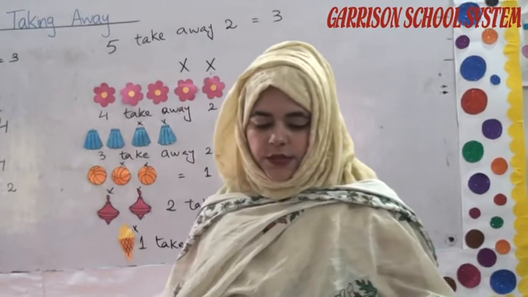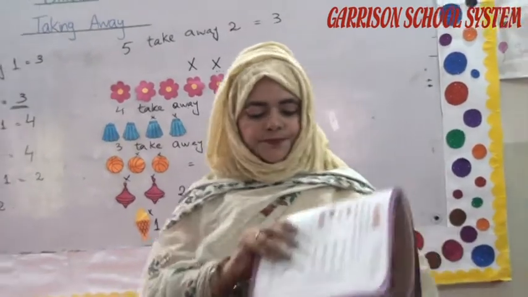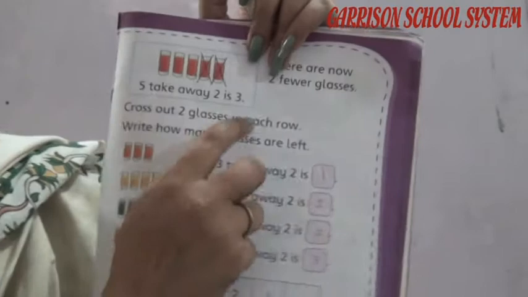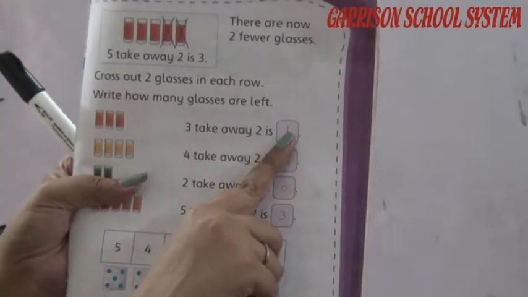So this is how it goes. It's on your page number 31. Page number 31. Cross out 2 classes in each row. So if we have 5 classes, and if we take away 2, then we will be left with 3 classes. And if we have 3 classes and we take away 2, then we will be left with 1.